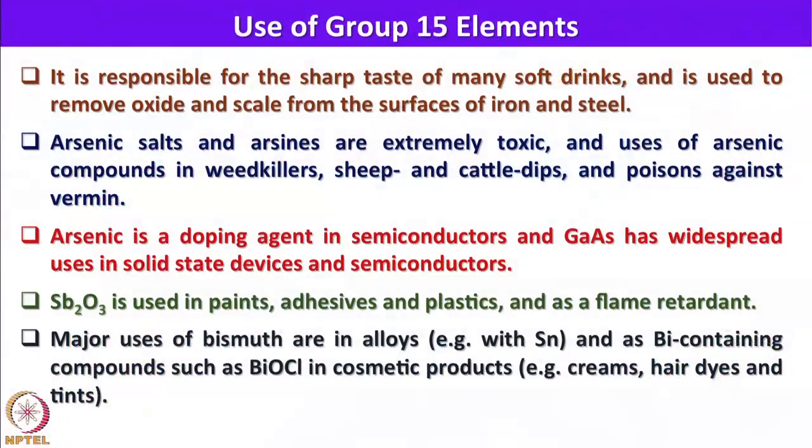Arsenic salts and arsines are extremely toxic, and there are uses of arsenic compounds in weed killers, sheep and cattle dips, and poisons against vermin. Arsenic is a doping agent in semiconductors, and gallium arsenide has widespread uses in solid state devices and semiconductors. And Sb2O3, antimony trioxide, is used in paints, adhesives and plastics, and as a flame retardant as well.